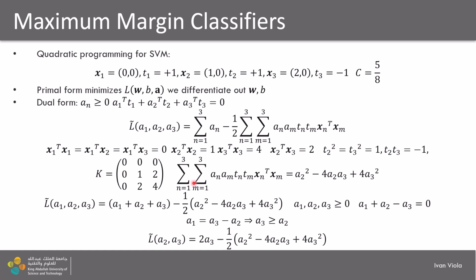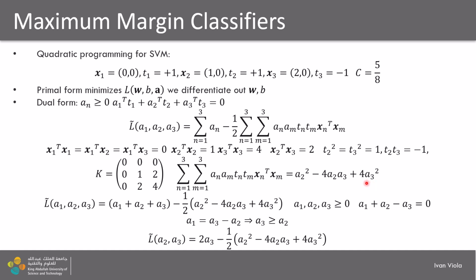So now we have pre-computed several of these values, and we can plug in our terms. Here we can go through all our values, m equals 1 to 3, n equals 1 to 3, and we will find out that the outcome of this term, which then is 1/2 of it in our Lagrangian formula, is a2 squared minus 4a2a3 plus 4a3 squared. Why is that?